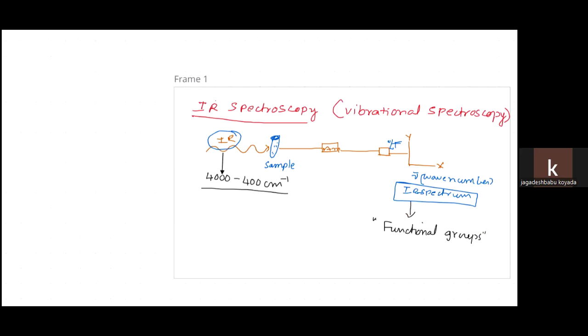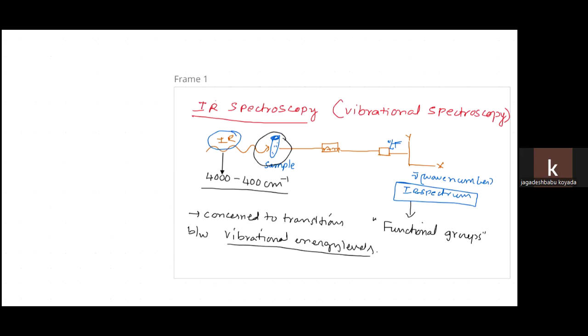So what will happen in the sample? Generally, it is concerned with transitions between vibrational energy levels. Therefore, it is known as vibrational spectroscopy. Another name for IR spectroscopy is vibrational spectroscopy.